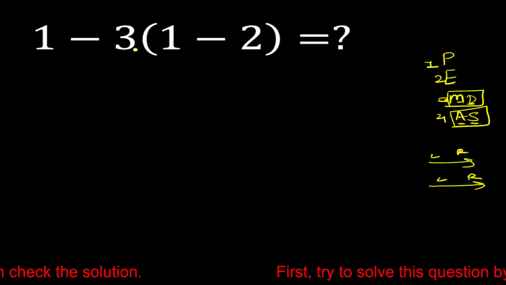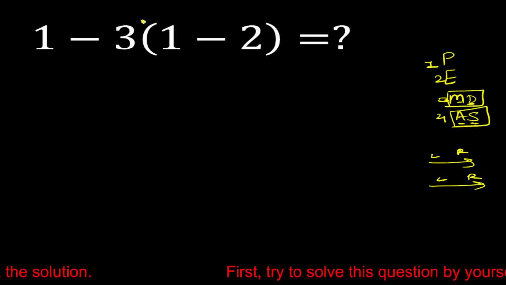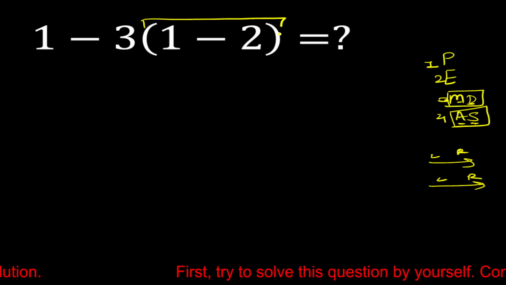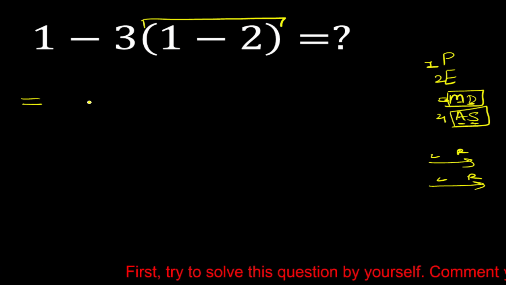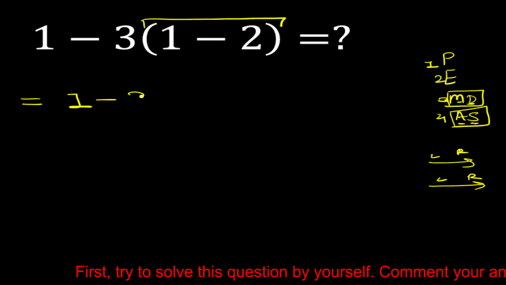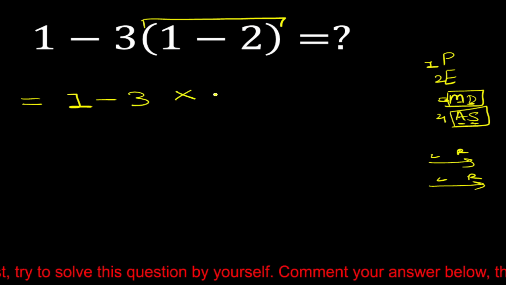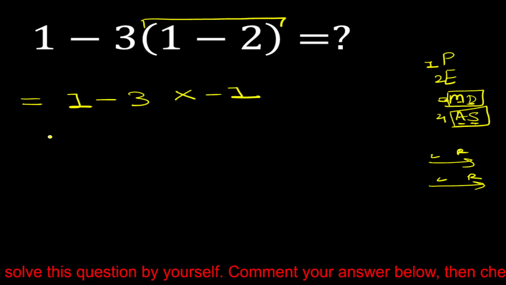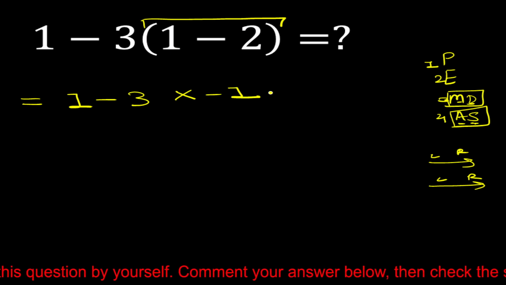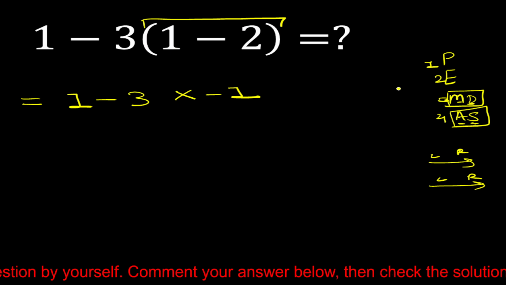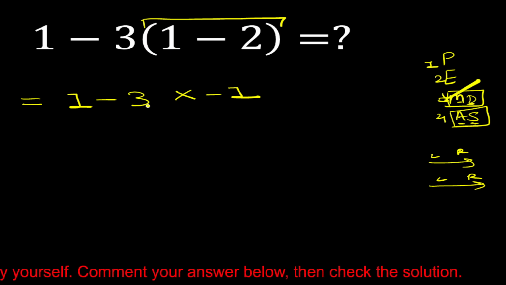Okay, so in this question, first priority is this parenthesis, so first we have to solve this parenthesis. Okay, so is equal to 1 minus 3. Now 1 minus 2 is equal to minus 1. Multiply minus 1. Okay. Now, according to PEMDAS rule, first we have to solve multiplication.